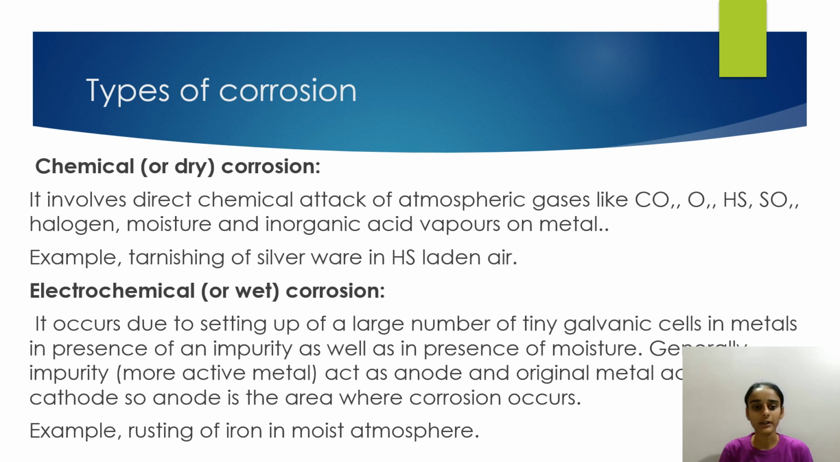Electrochemical corrosion or wet corrosion. It occurs due to setting up of a large number of tiny galvanic cells in the metal in the presence of an impurity as well as in the presence of moisture. Generally, the impurity, being the more active metal, acts as anode and the original metal acts as cathode. So, the anode is the area where corrosion occurs. Example: rusting of iron in a moist atmosphere.